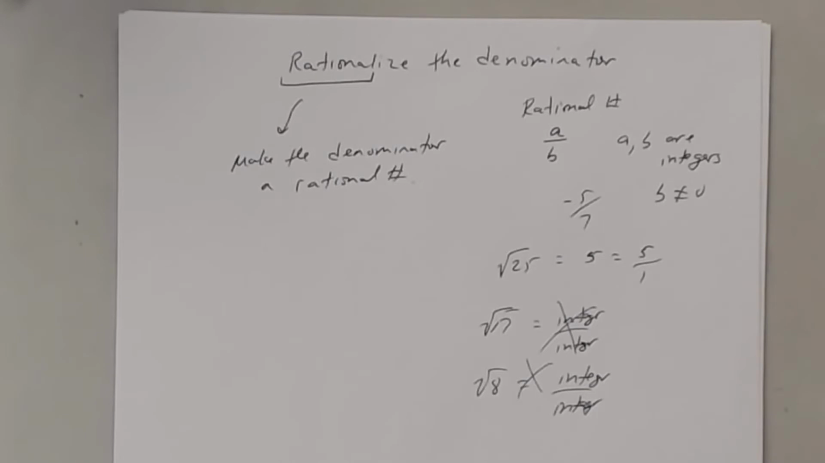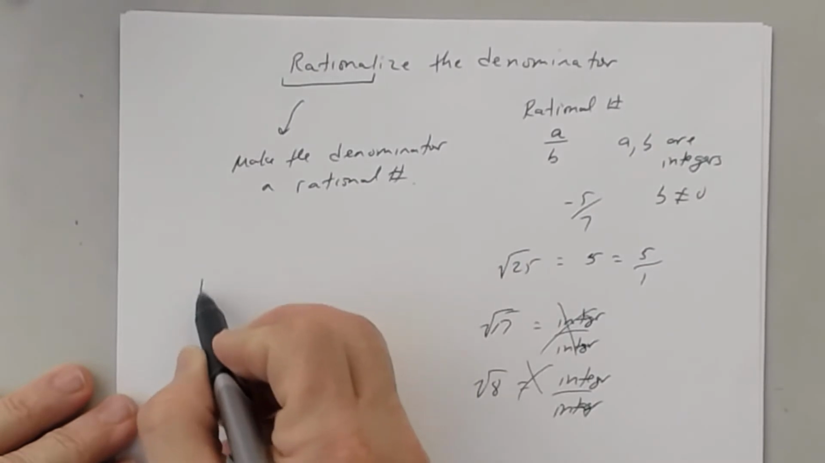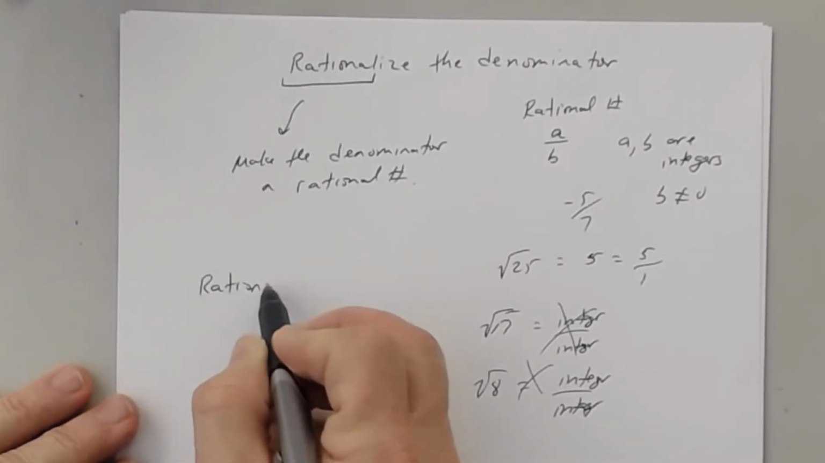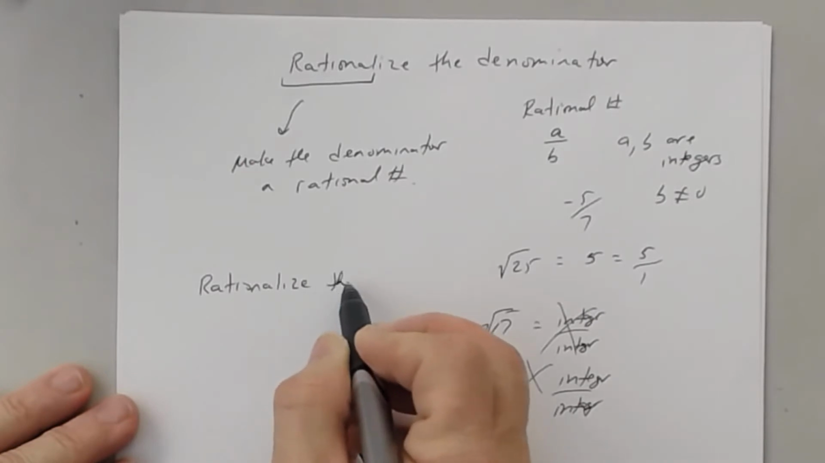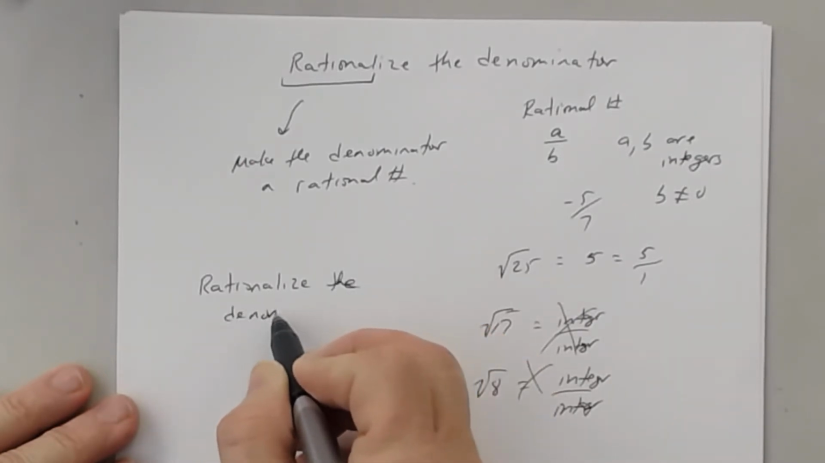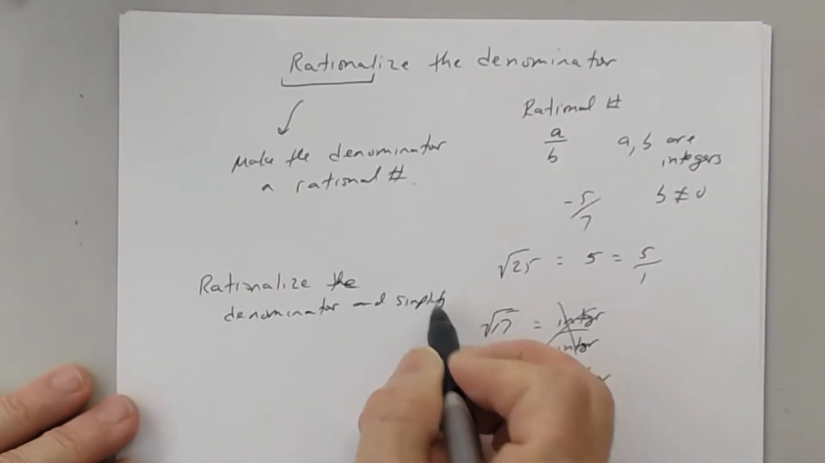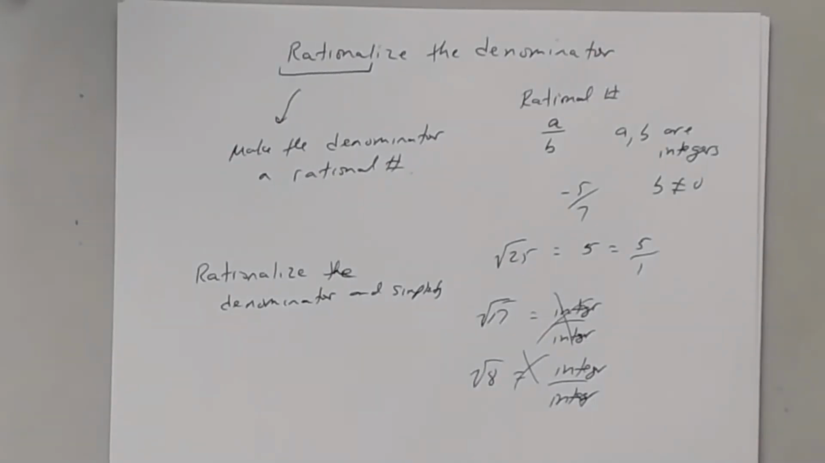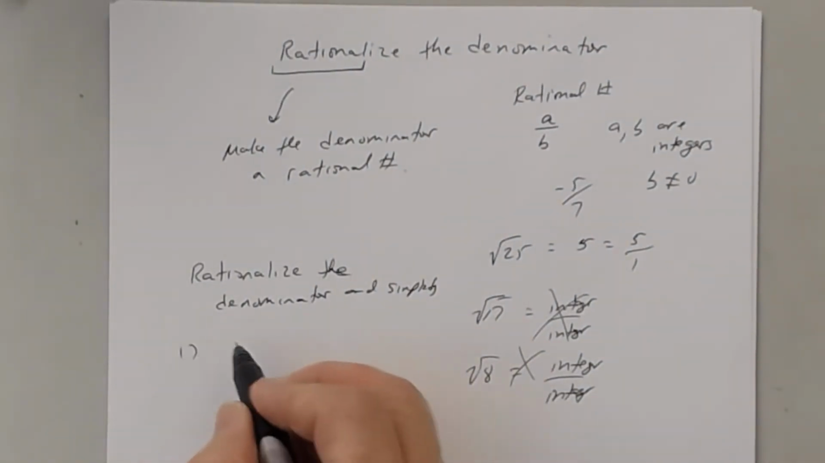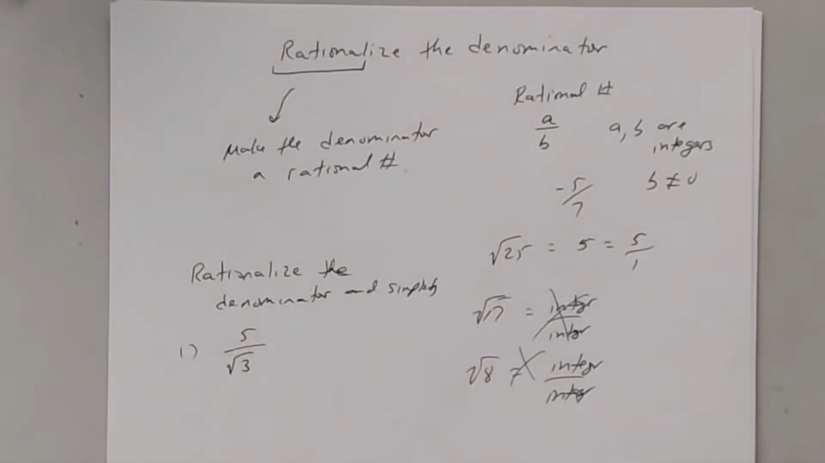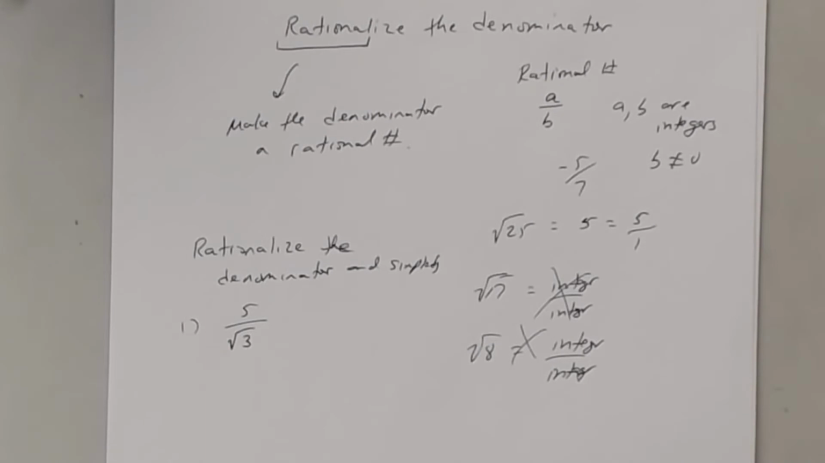So we're going to look at two easy problems, and then we're going to look at ones that are a little bit more complicated. All right, the first one. The directions are: rationalize the denominator and simplify. Okay, number 1. Suppose I had 5 divided by the square root of 3.